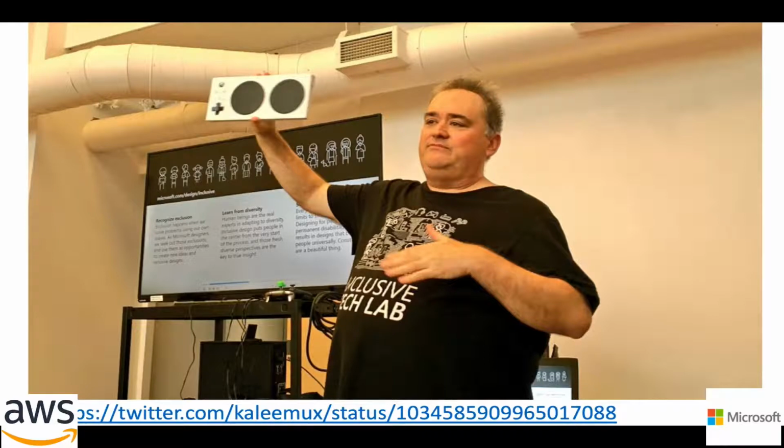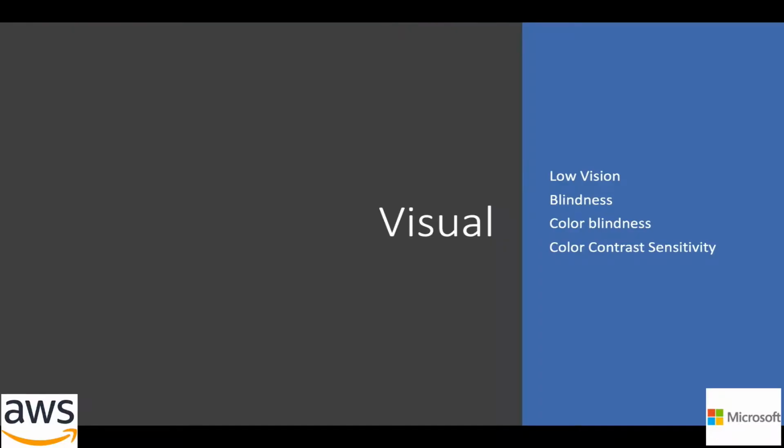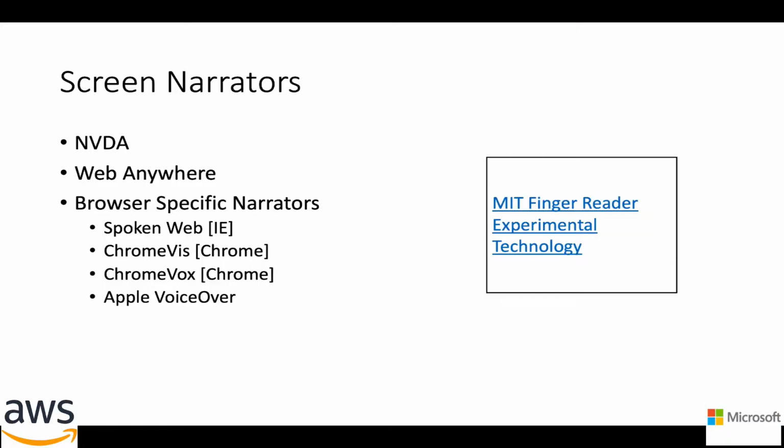Here's one from the Xbox team. It's the adaptive Xbox controller. So let's start with the visual, and we'll take a look at some of the visual accessibility needs. In that realm, we go anywhere from low vision to blindness, and then we have color blindness and color contrast. They're the main categories of visual accessibility needs.